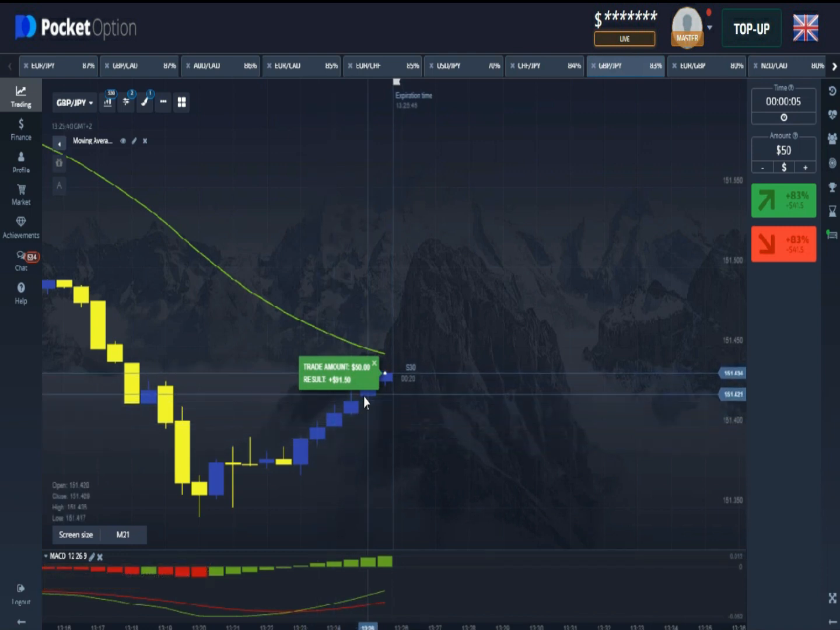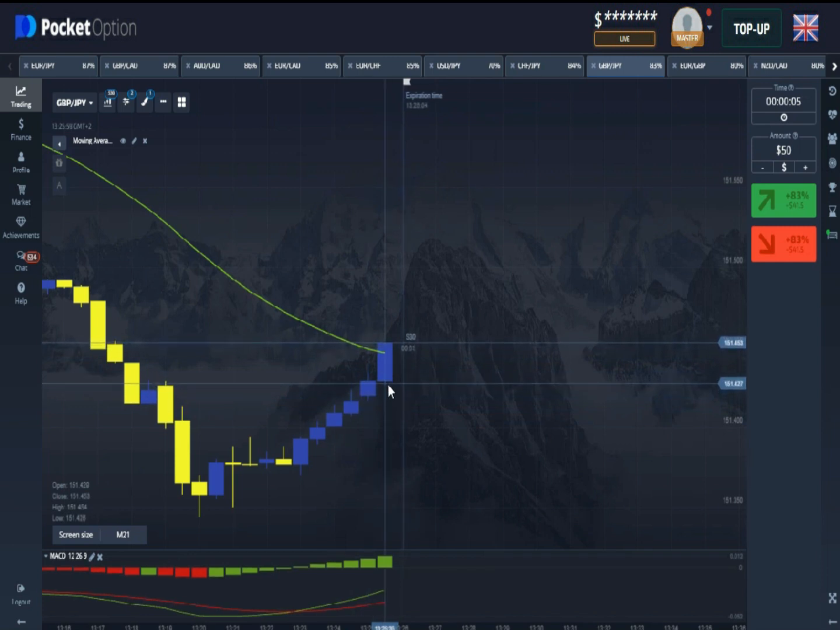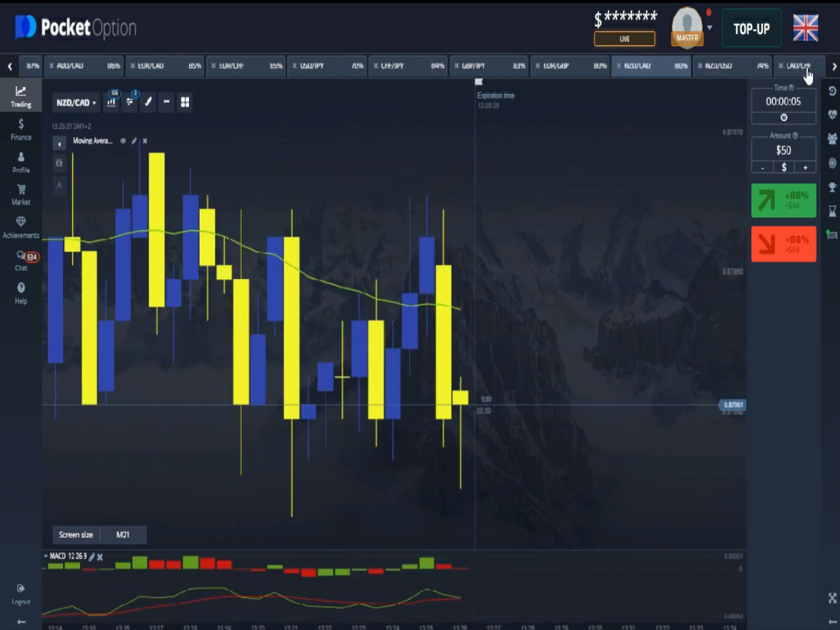It's making candles like these, and it closes above the previous candle. I'm using the color blue, but yours may be green. So it's closing the green, and it makes some yellow candle, and I took the trade for above.